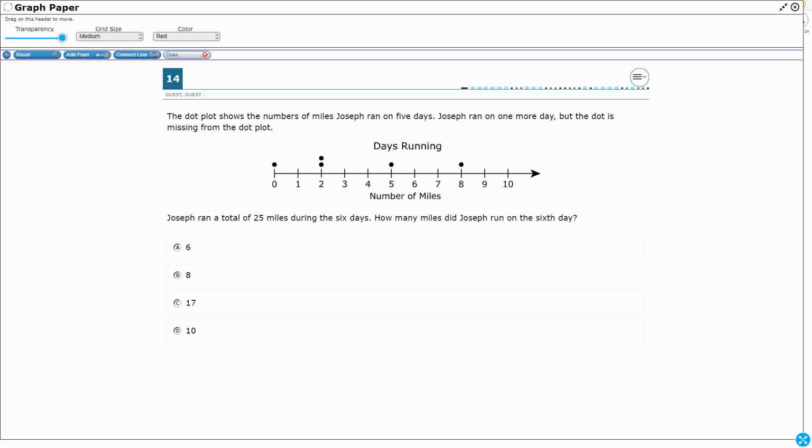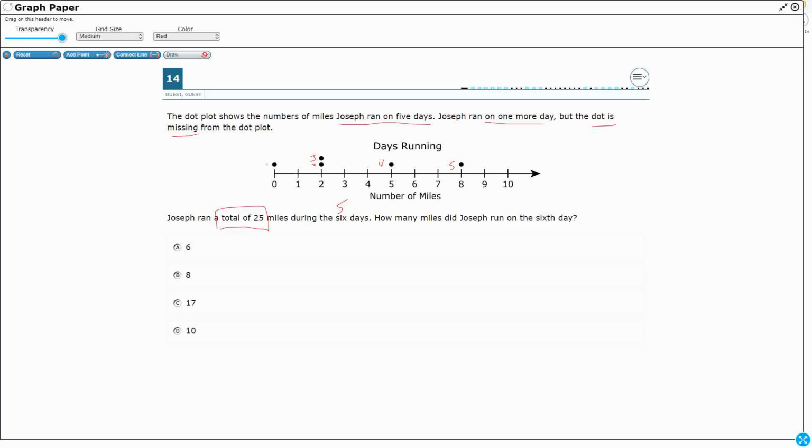So we have a dot plot here, and it shows how many miles Joseph ran on 5 days. So he ran one more day, but you see we've got 1, 2, 3, 4, 5 dots. So only the first 5 dots are showing. He ran one more day, but the dot is missing. All right, so we're missing that dot. And then he ran a total of 25 miles during the 6 days, but we've only got the 5 on the dot plot. How many miles did he run on the 6th day?